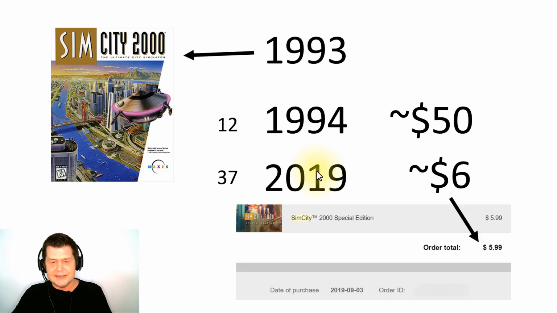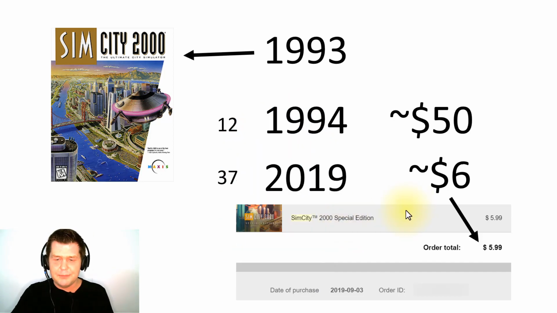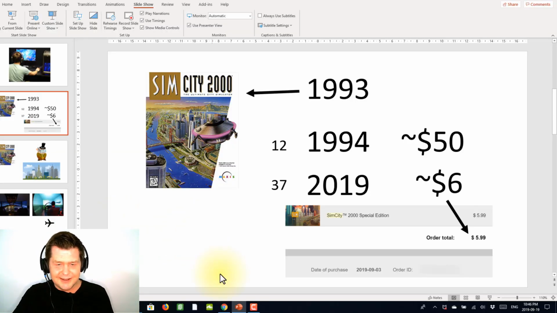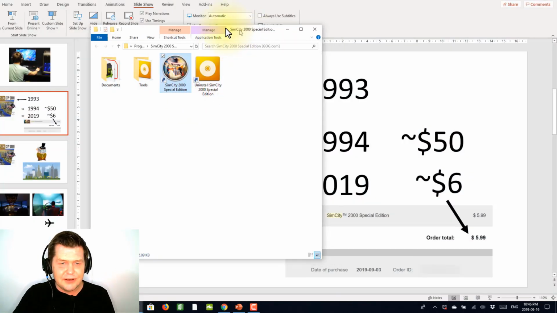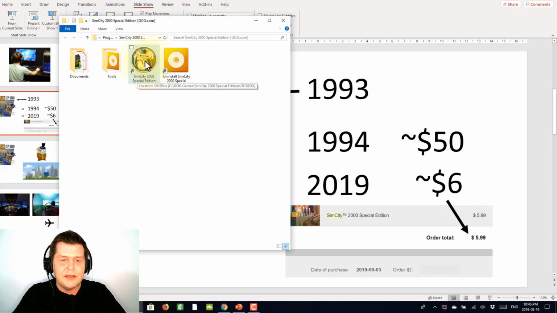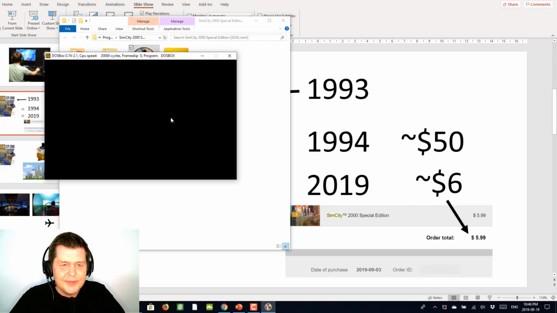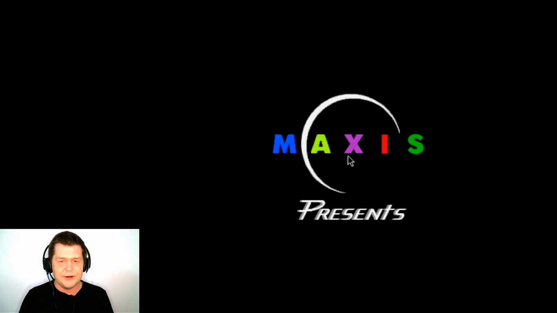Since I bought SimCity 2000, I've downloaded it and it's on this computer. So I'm going to try playing SimCity 2000 here. Let me exit PowerPoint here, and I'll go to SimCity 2000 on my computer. I'm going to double click here on the shortcut to SimCity 2000 to open it. It's loading now, and there's some options here. Number one is to start SimCity 2000. So I'll press 1. There, I pressed 1, and now it's starting up.